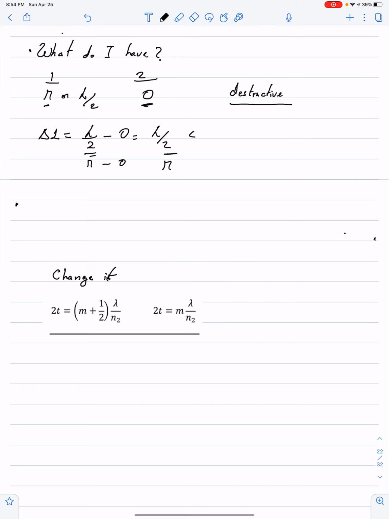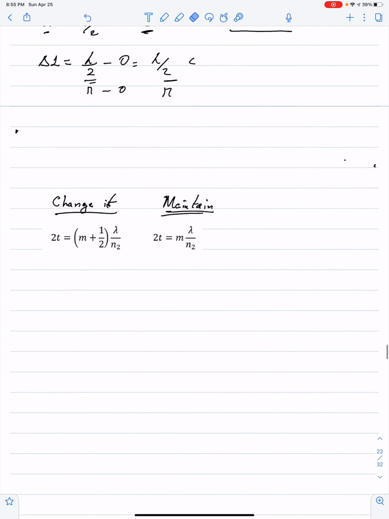Change it. And this, if you're like, hey, we want to just keep it destructive and we just want you to find the thickness of the film, then this is the equation to use. Okay? So, let's put it another way. If it's constructive and you want to change it to destructive and they're asking you, like, hey, give me the destructive one, then you use this equation to change it. You use this equation to maintain it. Okay? All right. I hope that wasn't too confusing.